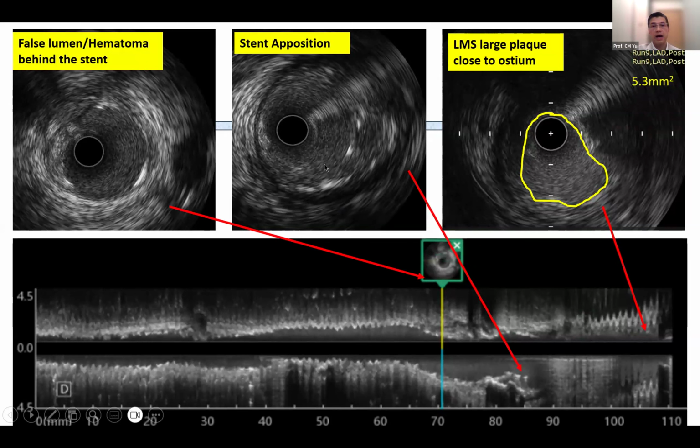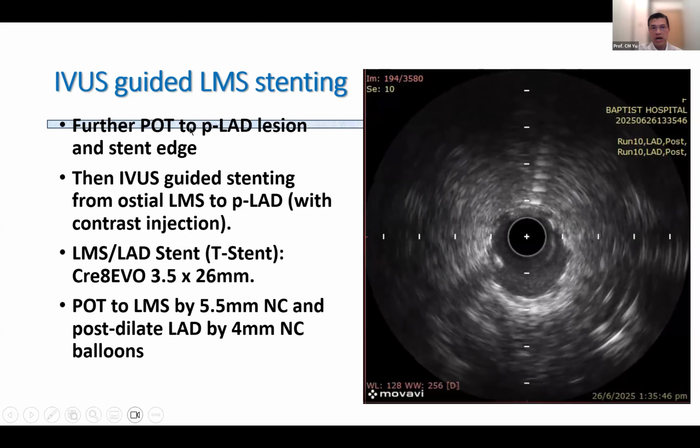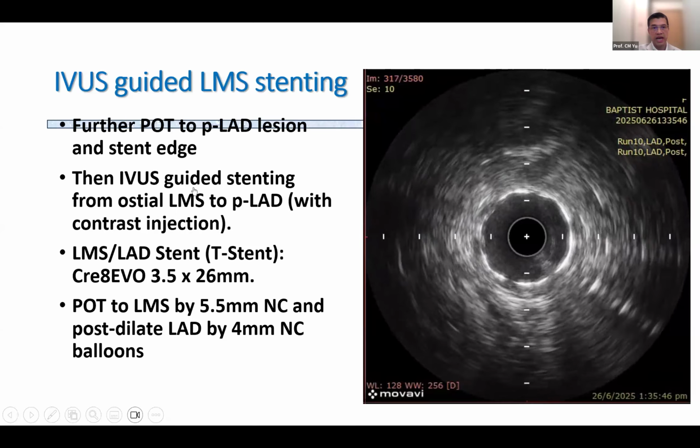That is the stent position here at the ostium. There's a bit of malapposition, and here at the very last pullback, there was a rather sizable plaque, which shows a small MLA with only 5+ millimeters squared. So what we did is to proceed further POT at the proximal LAD lesion and then perform the stenting.